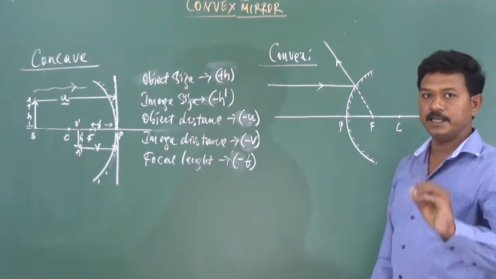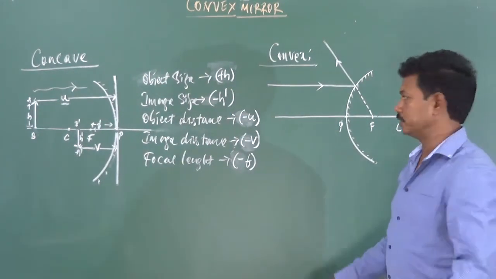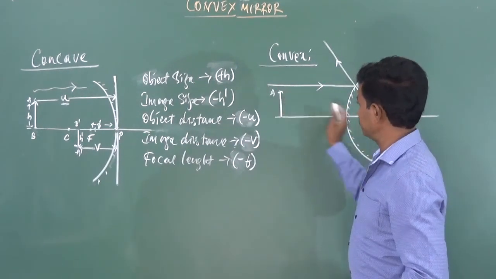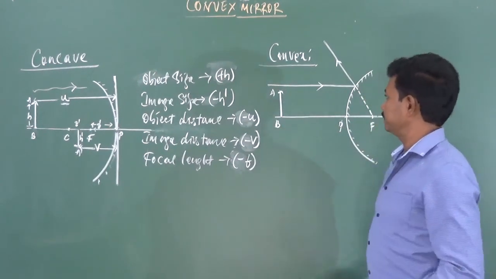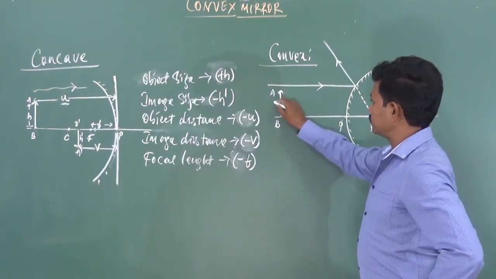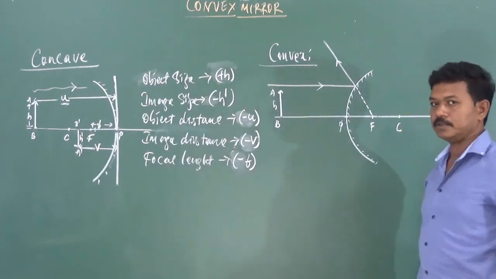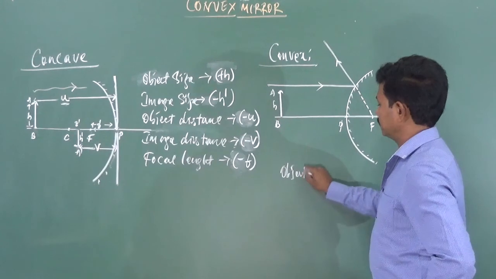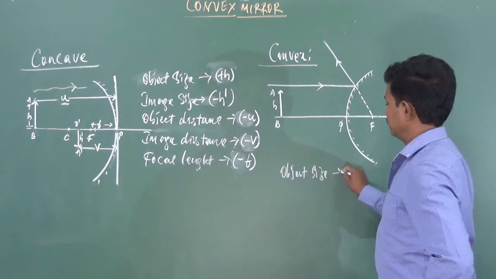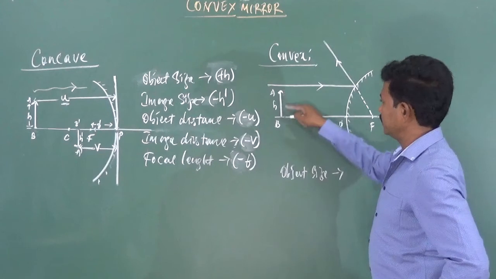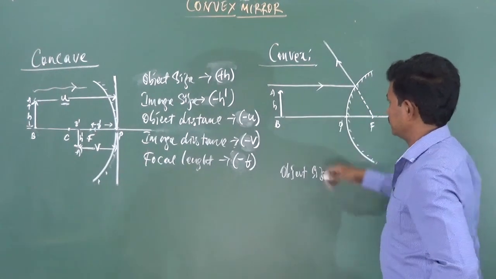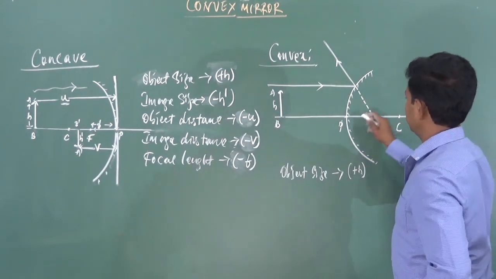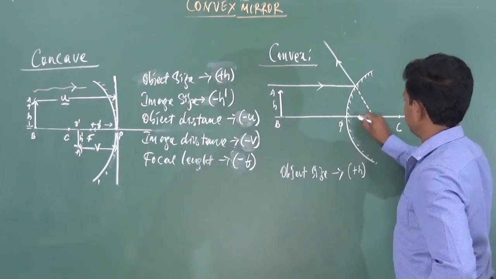So we have to place the object in front of the mirror itself. Therefore, I will place it in front of the mirror and call it AB. So now, let h be the height of the object. So, object size or object height. As we are measuring above the principal axis, its value will be plus h. So now let us imagine the image is formed between P and F somewhere here.